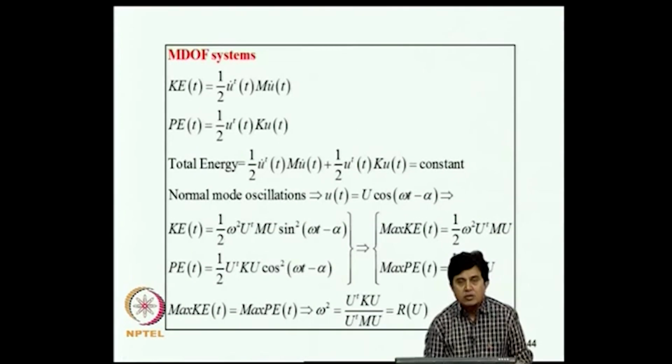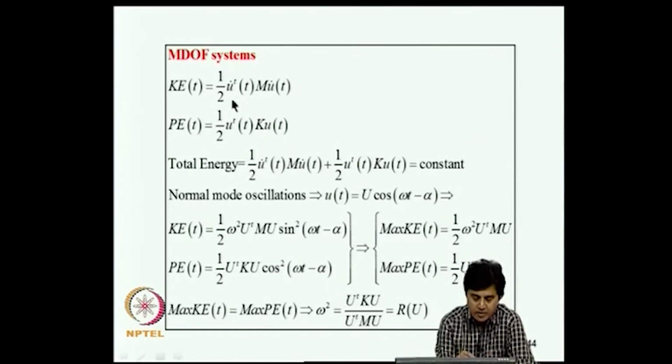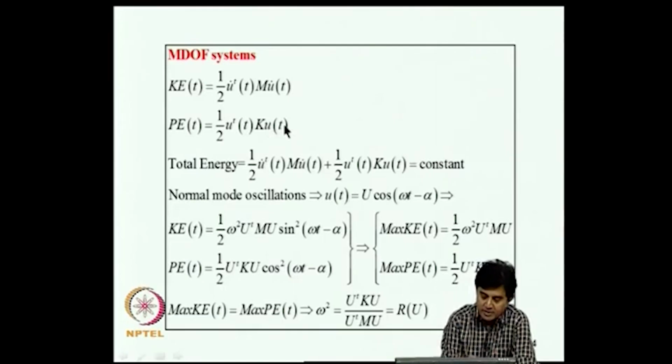Now, how about a similar argument for a multi-degree freedom system? So, if u dot is the velocity vector, m is the mass matrix, we can write the kinetic energy as half u dot transpose m u dot and the potential energy as half u transpose k u. The total energy will be the sum of these two, and again this must be a constant. In normal mode oscillations, all points on the structure vibrate harmonically at the same frequency. This is the amplitude of those oscillations and this is the frequency, and this phase difference could be either 0 or pi in an undamped system.